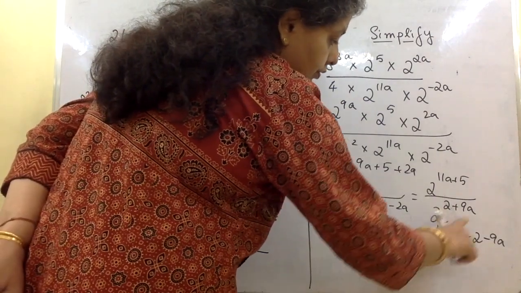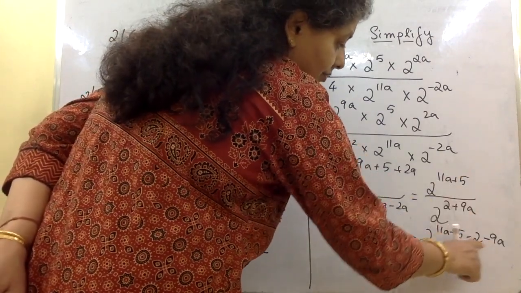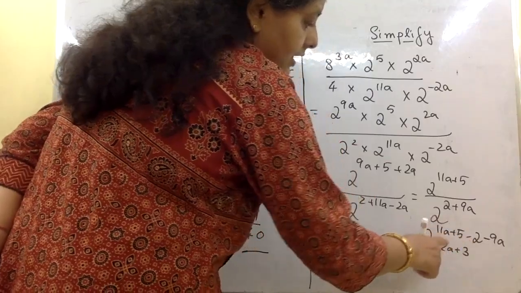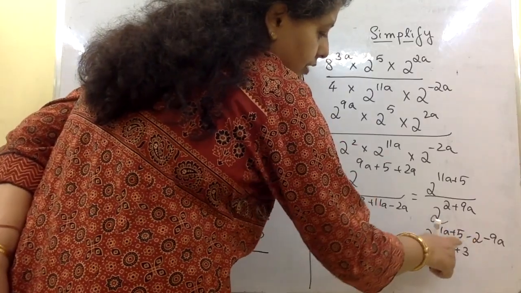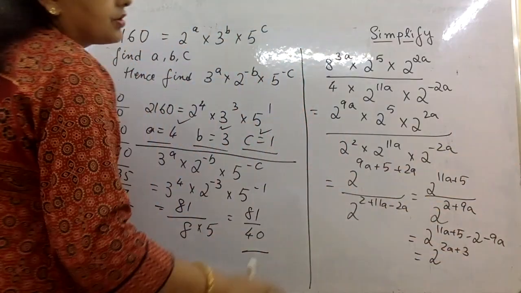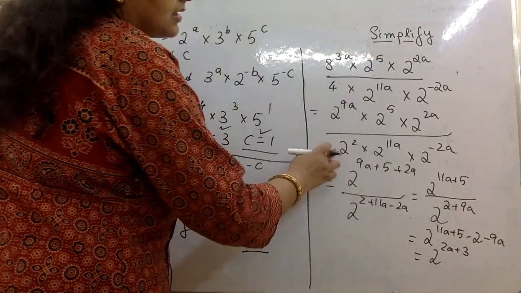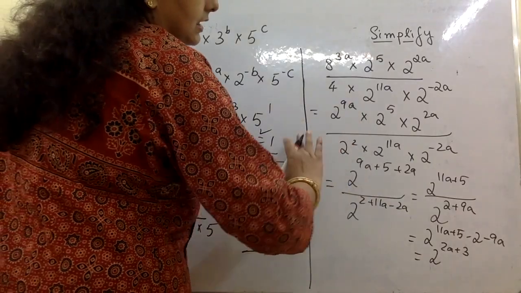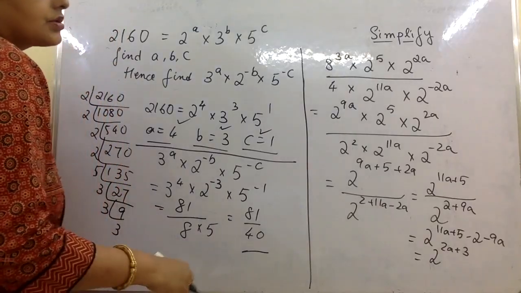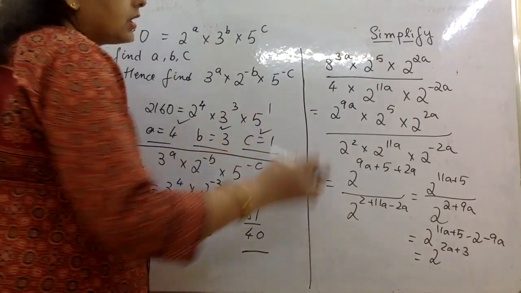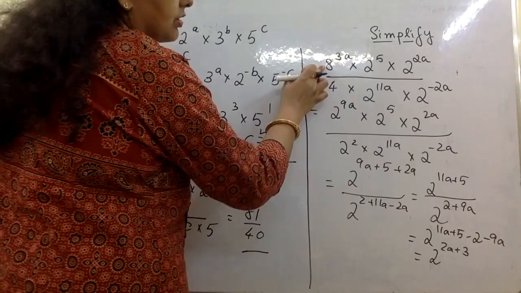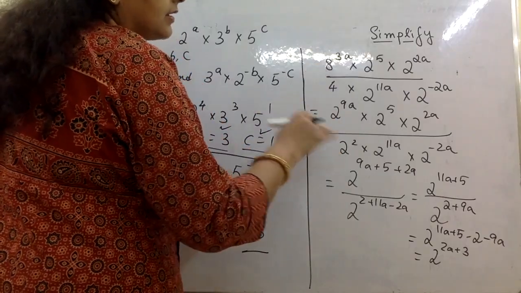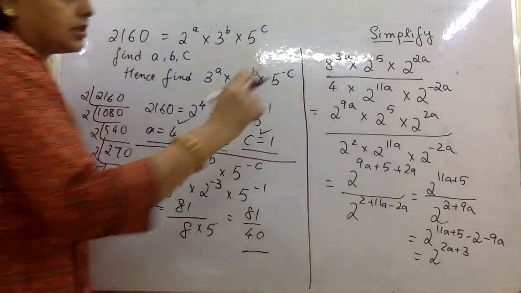So what I did, I took it to the numerator, everything changed to minus sign, and then I simplified a little bit. 11a minus 9a is 2a, 5 minus 2 is 3. So I have used all laws of exponents. Here I have used the first rule: base is same, all powers get added. So you just have to keep your eyes open. You have to see, can I make these to the base 2? If you can, then use the first property of indices.